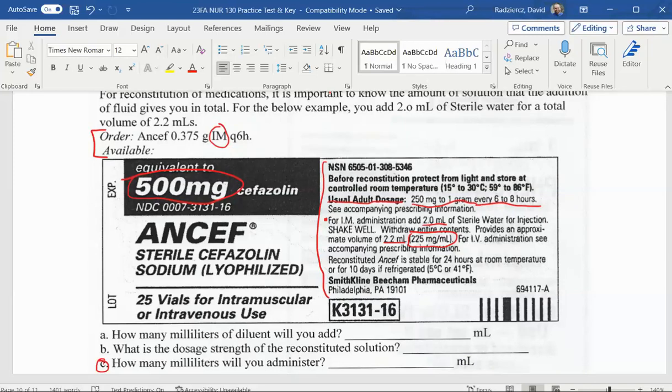So the rest of this then is just what you've done before. And then I'll hopefully make some of you happy. I'm going to do ordered over have. I'm going to take my 375 milligrams over my available, the 225 milligrams, times my quantity. And then you should get, so 375 divided by 225. You're going to get 1.6666666. So you're going to round that to 1.7 milliliters.